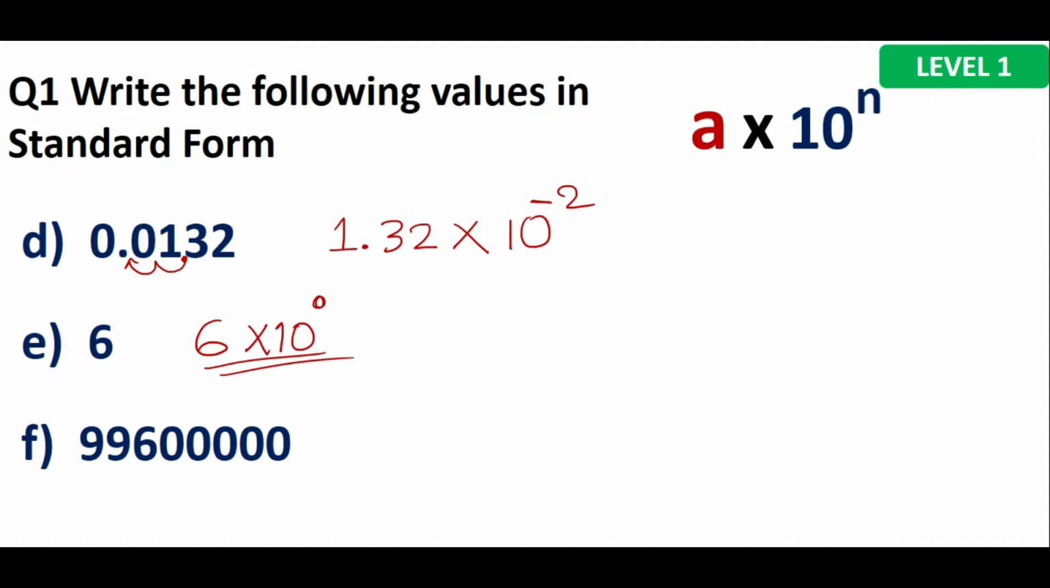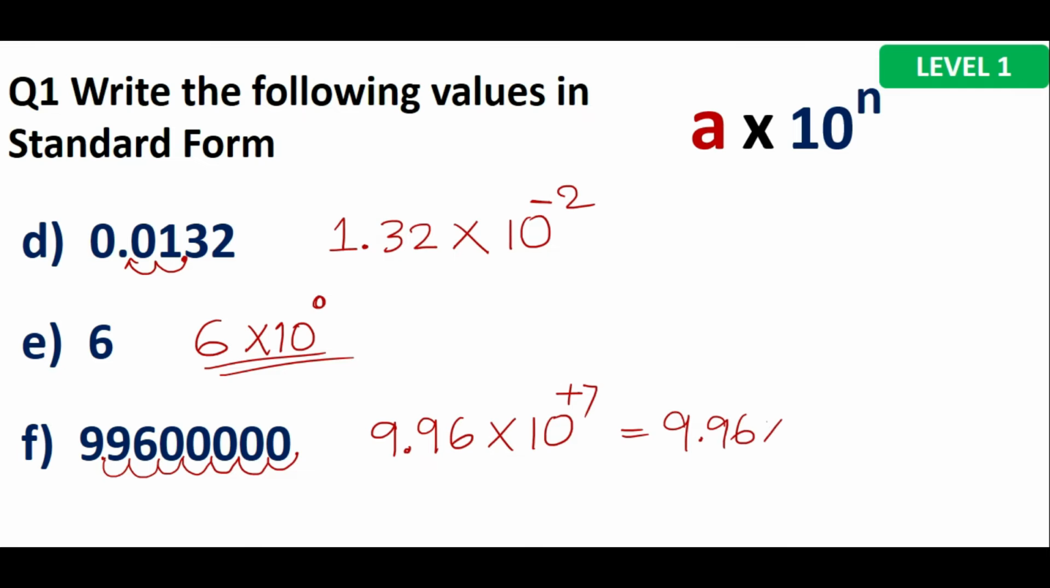Now the last question, F, I will write it as 9.96, which is less than 10, times 10 to the power of, so this is where I have placed my decimal. I have to go 1, 2, 3, 4, 5, 6, 7 to the right. So this is my standard form. You can just write 9.96 times 10 to the power 7.